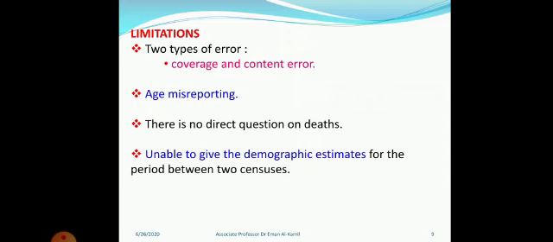It is unable to give demographic estimates for the period between two censuses because it is done only every 10 years, which is not enough to see the differences in the demography, especially in the population pyramid. So sometimes it is difficult to capture the changes in the population and in the population pyramid.